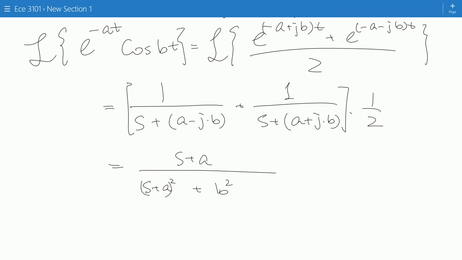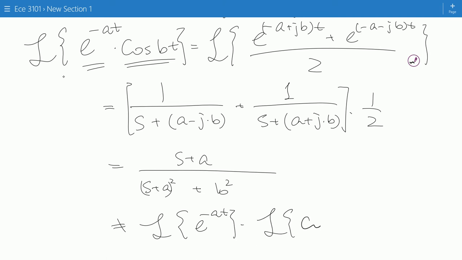Now, it should be noted that here we have a product of two individual functions, and the Laplace transform of the product is not equal to the product of the Laplace transforms of each individual. Okay, they're not equal to each other. And in general, we cannot do this directly.